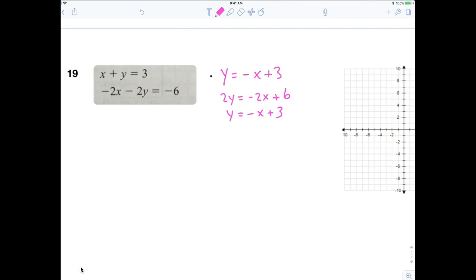So now you should be able to see you're just graphing what? The same line. So we know the answer is what? Infinity. It's an infinite number of solutions. All right, infinite number of solutions. Now, double check yourself.